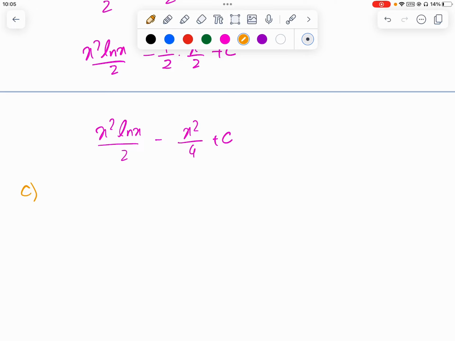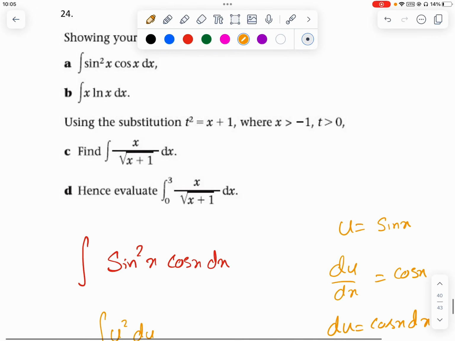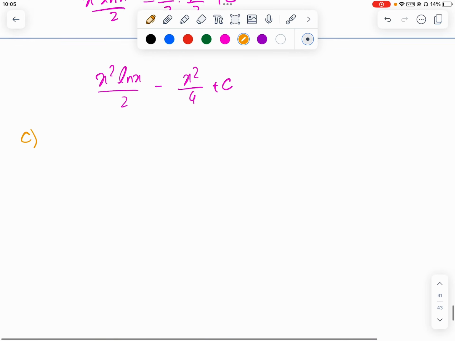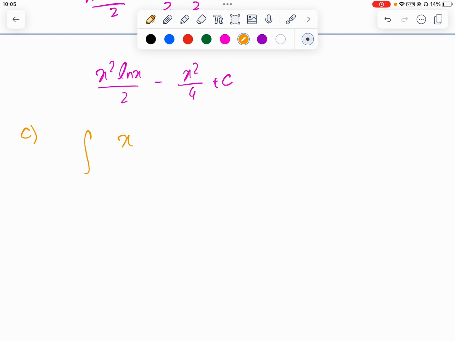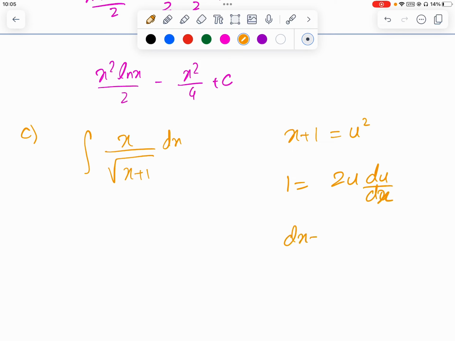Finally, part C and D. Integral of x upon square root of x plus 1 dx. So whatever is under root equals u square. That is the best substitution. So x derivative is 1. U square derivative is 2u du by dx. So dx is equal to 2u du and x equals u square minus 1.